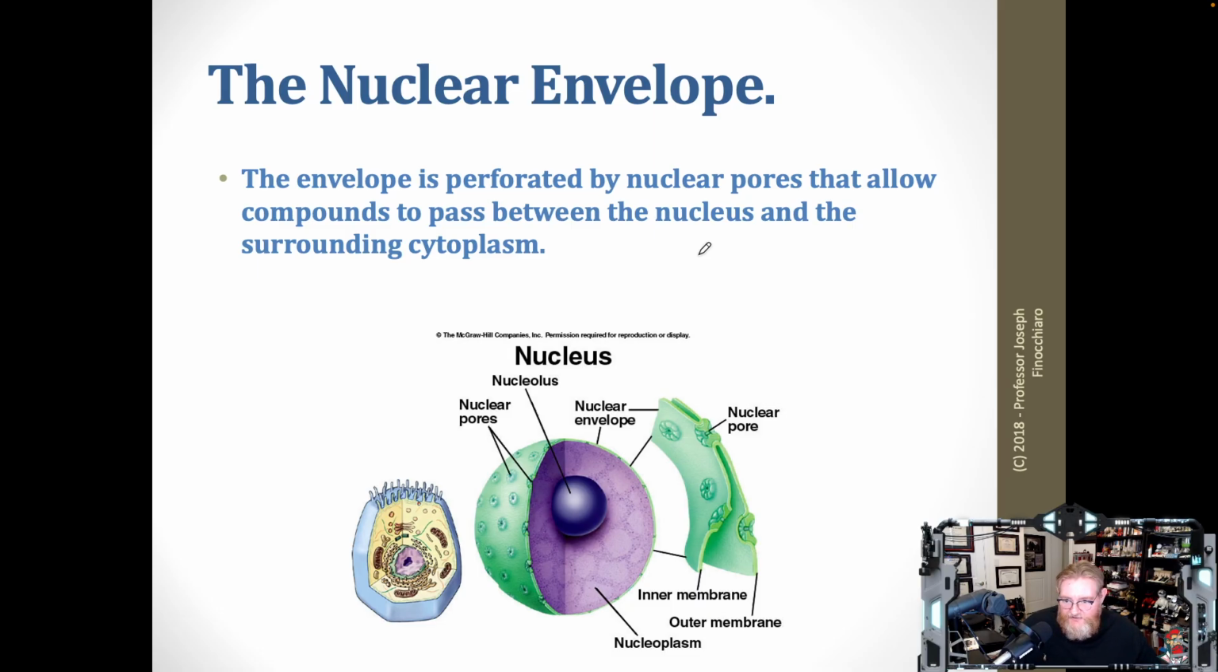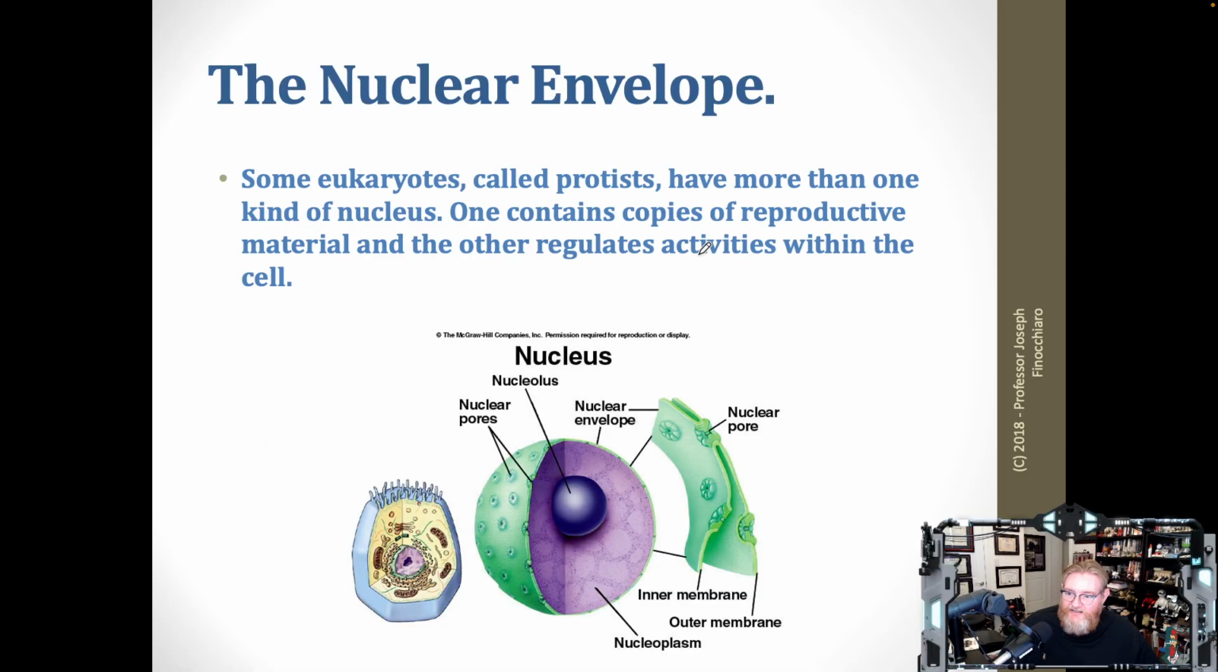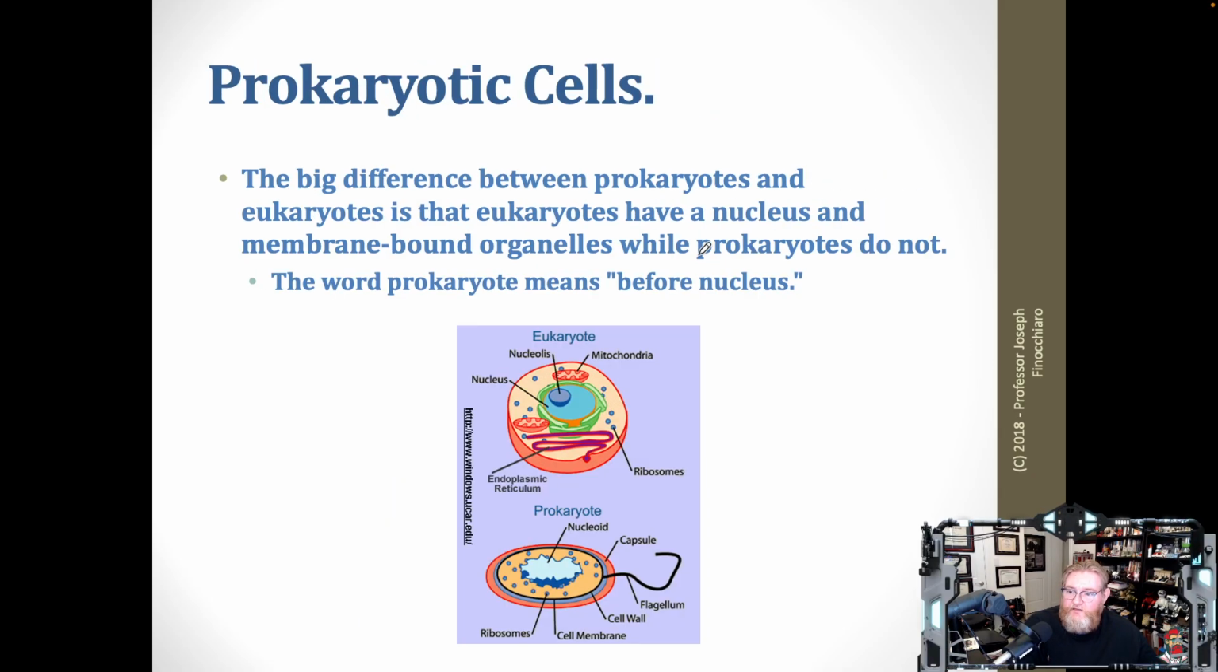Speaking of the nuclear envelope, the envelope is perforated by nuclear pores that allow compounds to pass between the nucleus and the surrounding cytoplasm. Some eukaryotes, called protists, have more than one kind of nucleus. One contains copies of reproductive material, and the other regulates activities within the cell. The big difference between prokaryotes and eukaryotes is that eukaryotes have a nucleus and membrane-bound organelles, while prokaryotes do not. The word prokaryote means before nucleus.